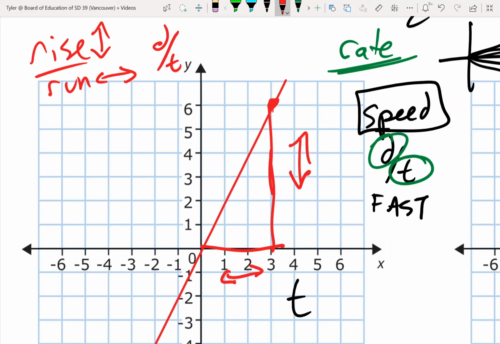It's just like distance over time, except it works in any type of unit. So if I do my rise and my run, let's look. And again, the distance formula can be helpful here, but I'm just going to use the graph.